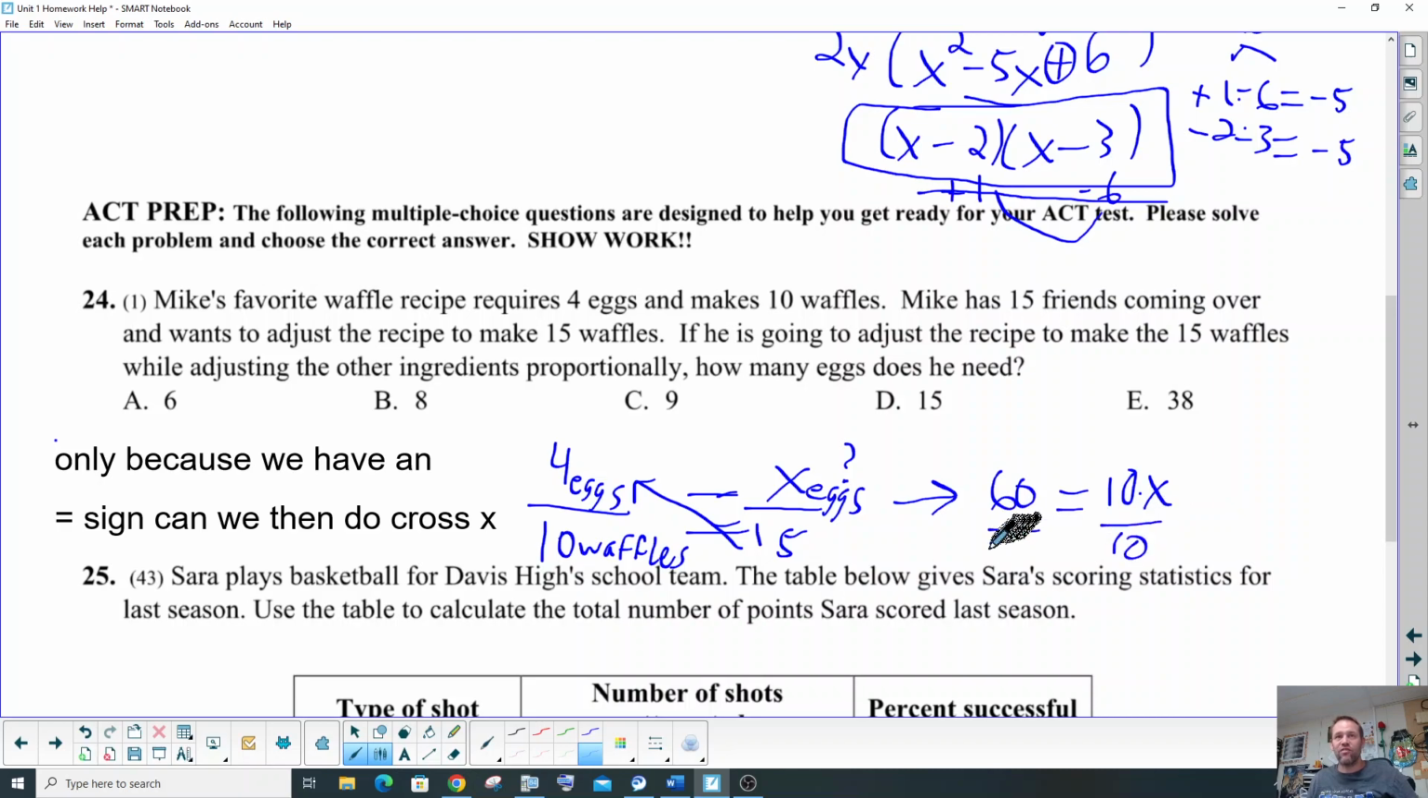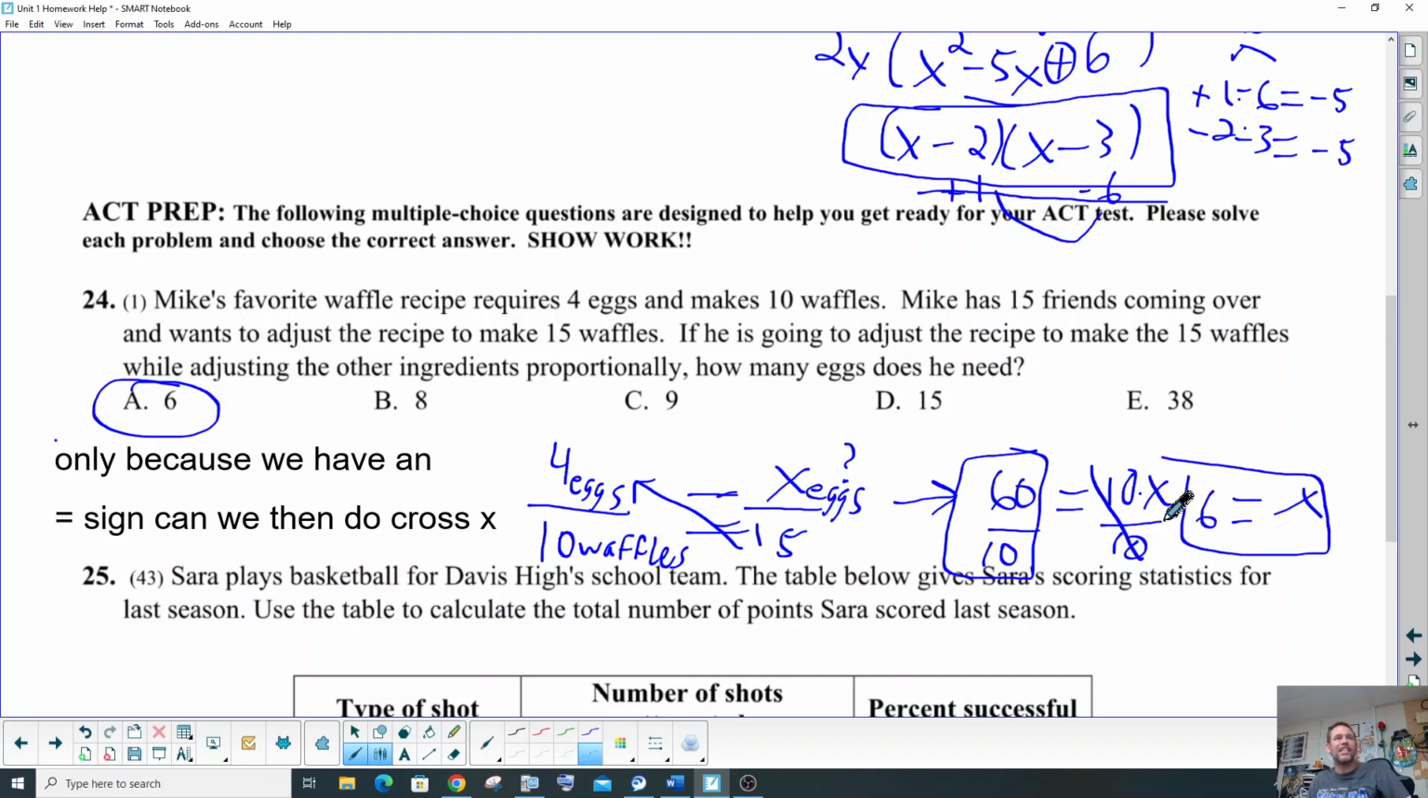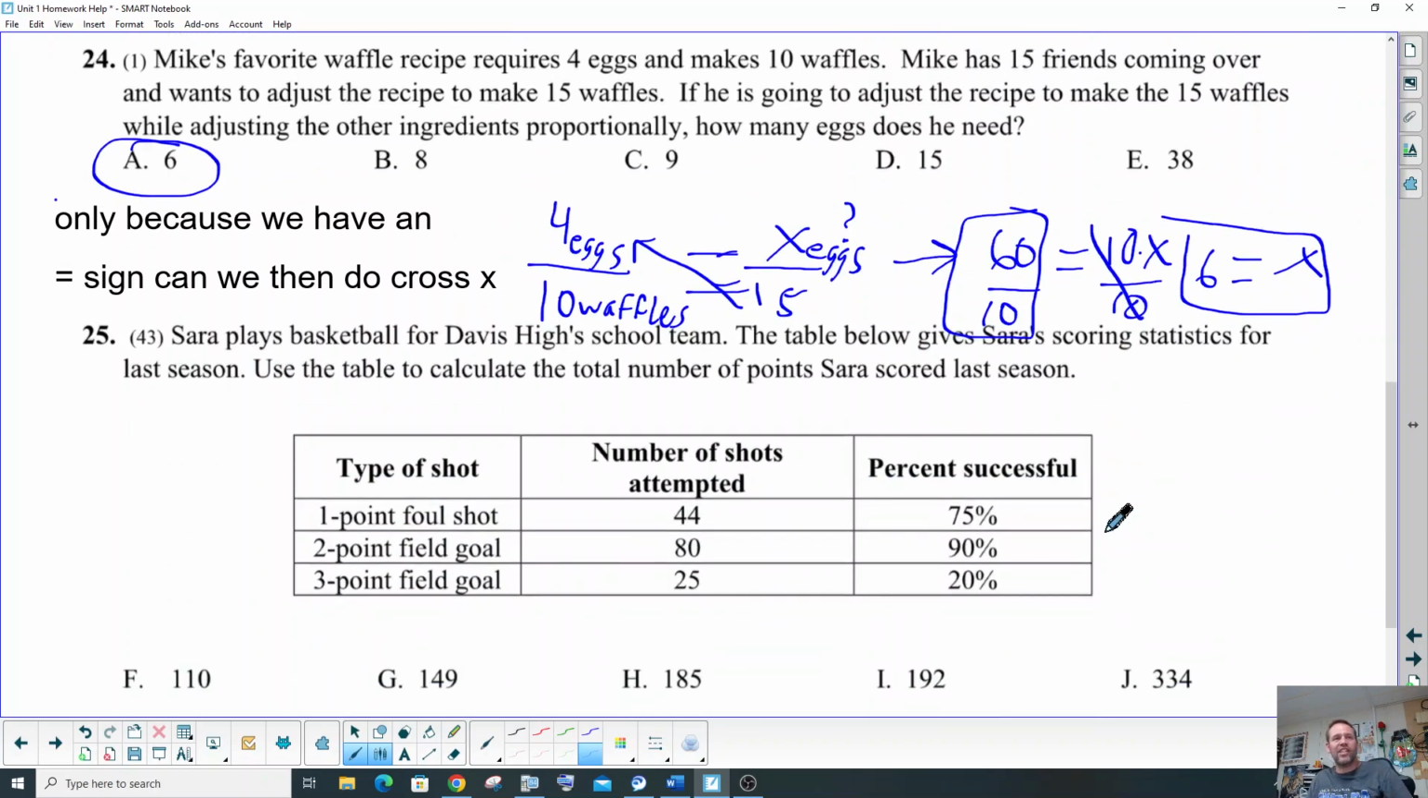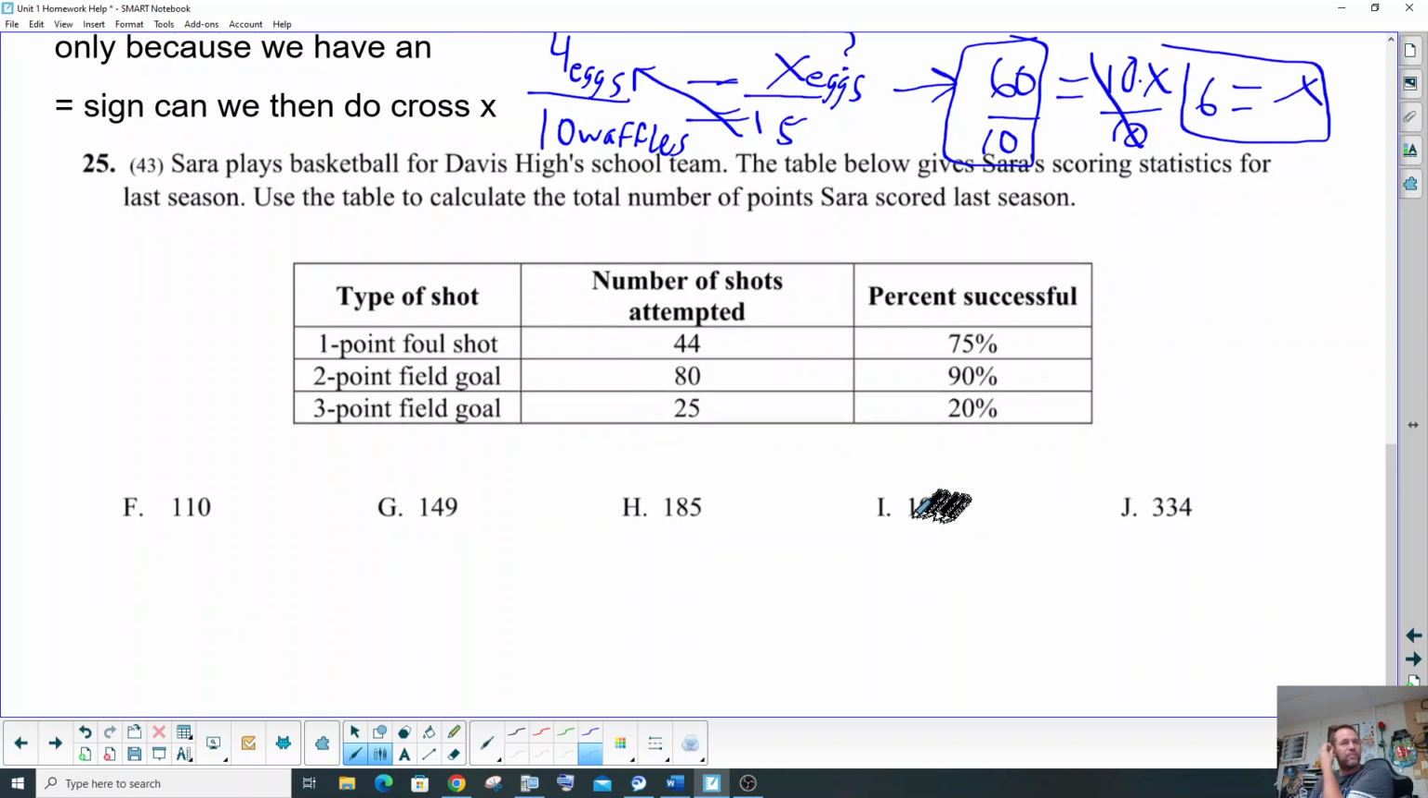Is that what you did? Did you get the right answer? Divide 10 to the other side. And so 60 divided by 10. What's 60 divided by 10? It's 6. So we get x is equal to 6 is our answer. Look at that. So pause me if you want, on this next one, and try it yourself.